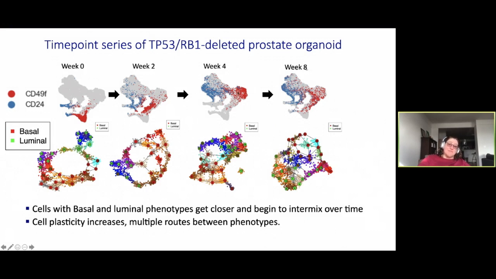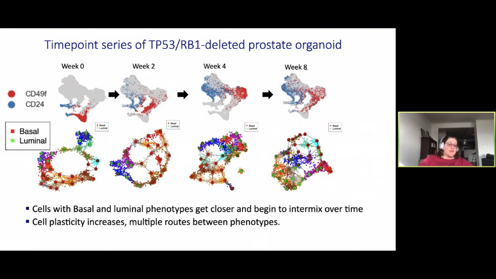Here are the graphs that match these single cell profiles and the different paths between the luminal and basal cells. And you can really see visually how over time the plasticity increases and the cells have many new paths and many new choices, and are basically less constrained and can go through multiple paths and switch their phenotype and intermix over time.